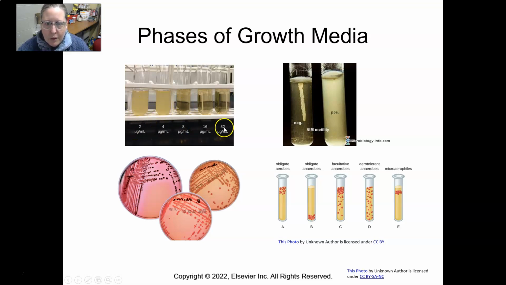This is an example with concentration of antibiotics, with too low a concentration not inhibiting the growth of the bacteria, and therefore there's cloudiness and turbidity, and the higher concentration of the antibiotics inhibiting the growth, and therefore the broth here is clear. And then here's an example of agar plates in a solid media.